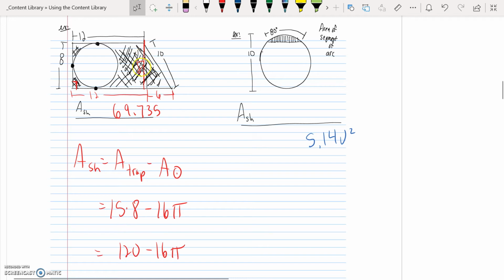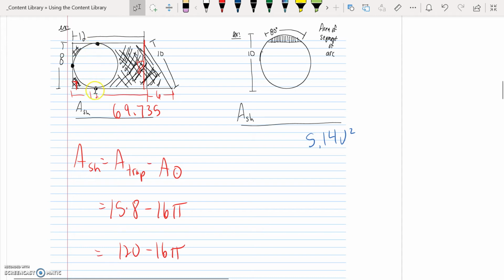So with Pythagorean theorem, we're realizing it's a Pythagorean triple. This length is 6, making the whole bottom base equal to 18. That's why the average of the two bases is 15 times the height of 8. The area of the whole trapezoid is 120. 8 is the height of the trapezoid.